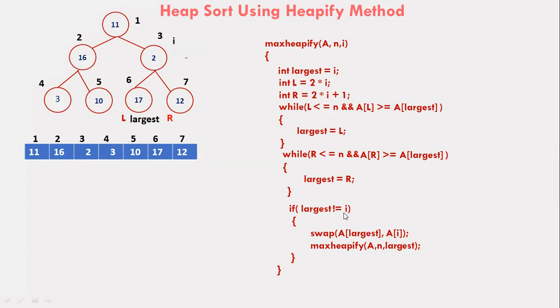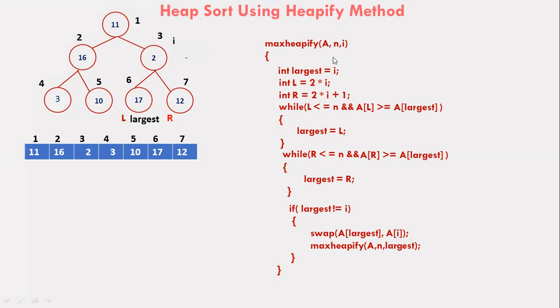Now, largest not equal to I. This condition is also false because at the starting itself we have assigned largest value to I. So both are equal, so this will also not enter. So we will come out of this particular max heapify. This is the technique we are going to use for heapifying, to build a max heap. So in heap sort, we are going to use the heapify method.